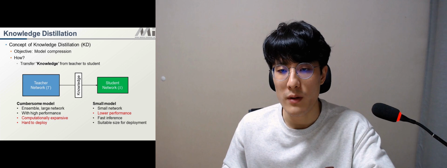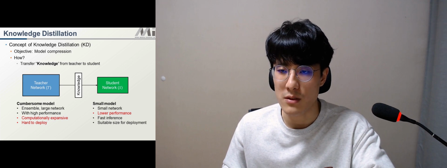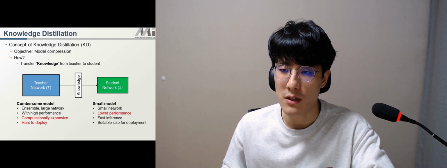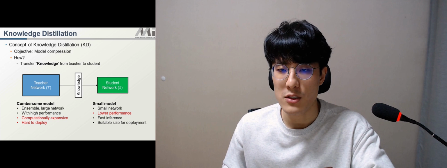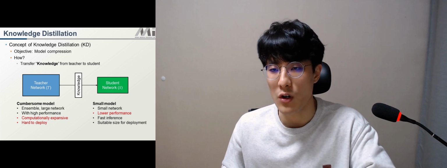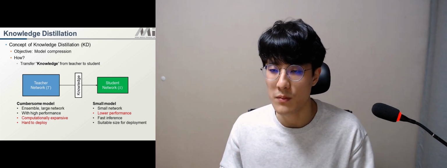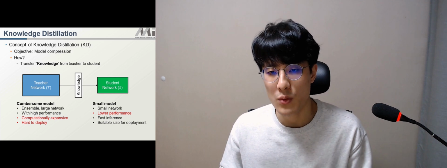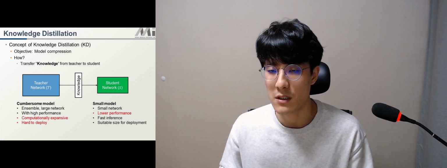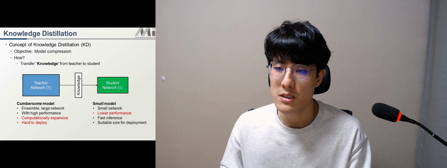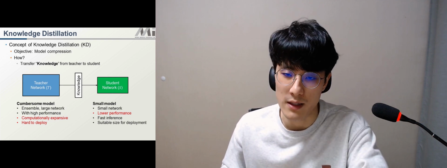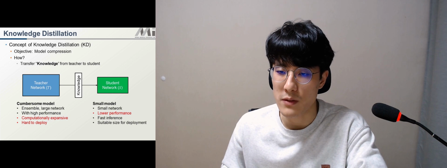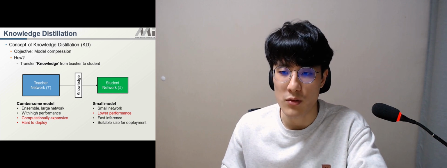But if we train the student network from scratch, the student shows insufficient performance to deploy. So, knowledge distillation utilizes the knowledge of the teacher, that is, the intermediate output or the label prediction of the teacher. The knowledge is transferred from the teacher to the student, and the student shows better performance than training from scratch.